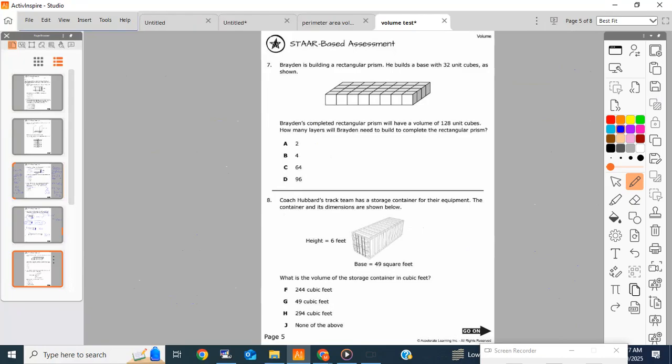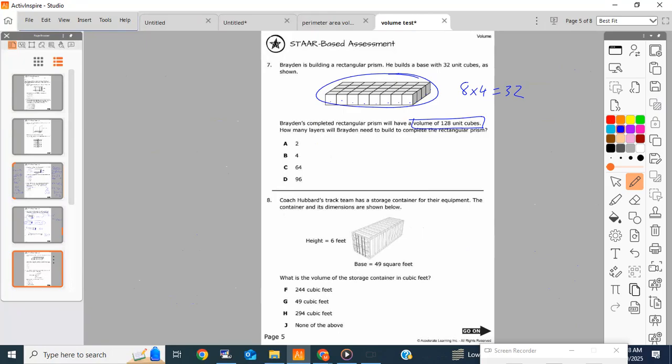Braden is building a rectangular prism. He builds a base with 32 unit cubes as shown. So if we count these, 1, 2, 3, 4, 5, 6, 7, 8. So there's 8 in each row, and there's 4 rows. 8 times 4 is 32. Okay, I see the 32 cubes in this first bottom layer. Braden's completed rectangular prism will have a volume of 128 units cubed. So that is the volume of his final product. How many layers will Braden need to build to complete the rectangular prism?